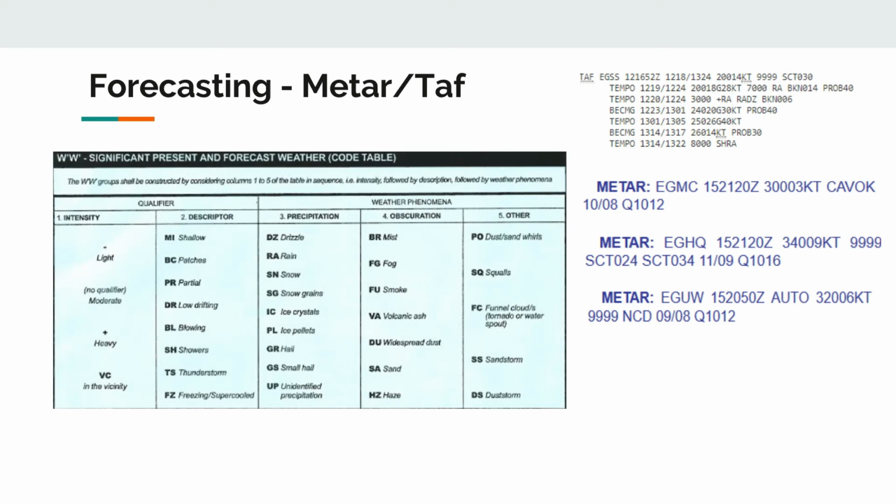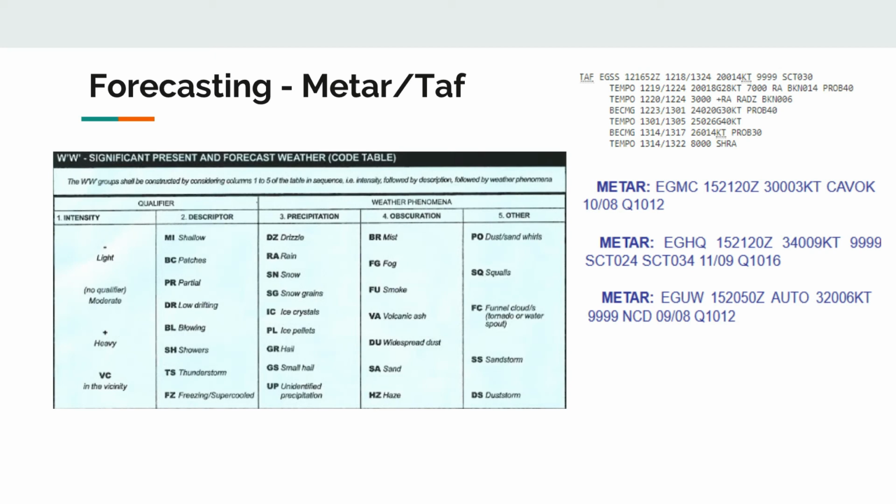It's pretty much clear. The temperature and the dew point: the temperature comes before the slash, so temperature is 10, but the dew point is 8 degrees, and the QNH is 1012. That's the Q. The Q is QNH. The next one's got 9999 in it, which means the visibility is better than 10 kilometers. If it was, say, 7000, then the visibility would be 7,000 meters, because all horizontal distances are usually given in meters. And then SCT there, you can see, means that there are scattered clouds at 2,400 and 3,400.